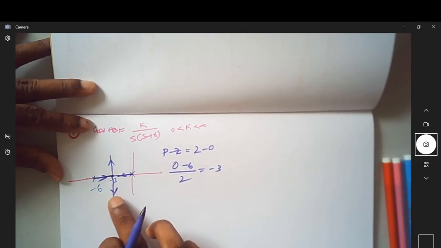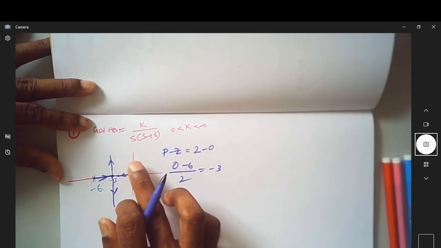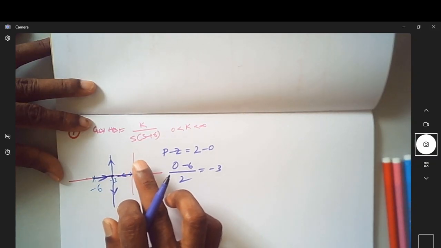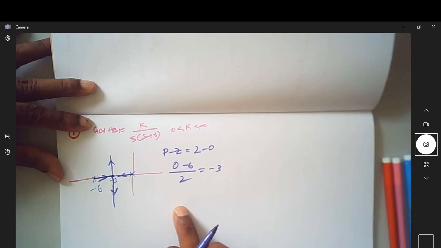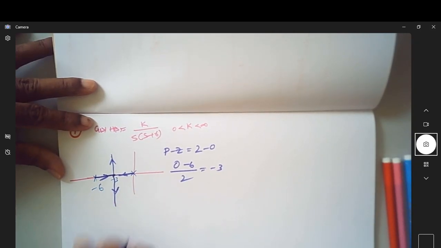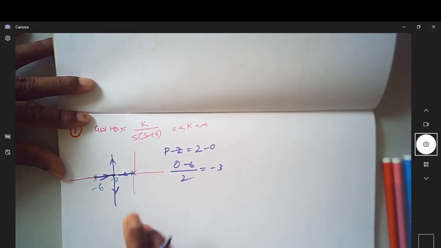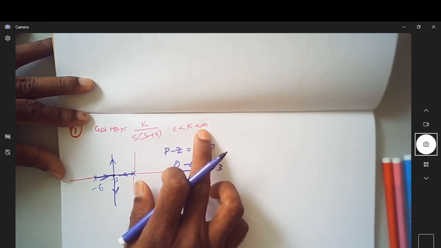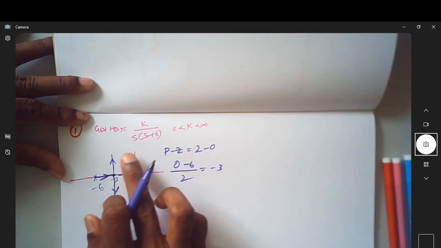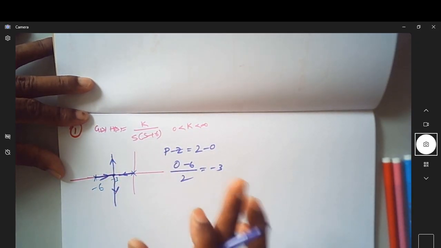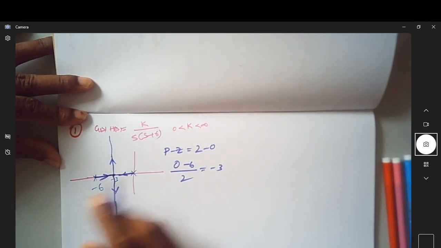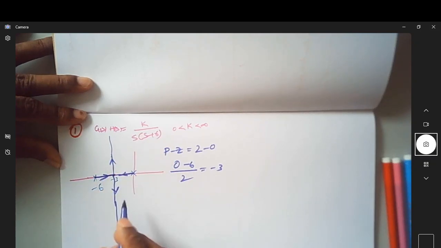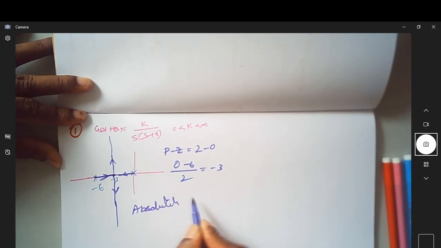Now there is no point in finding the point of intersection of the root loci with the imaginary axis, because it never goes to the right hand side. So the system is absolutely stable, because for any value of K up to infinity, the closed loop poles never go to the right hand side of the S-plane. It will always be going like this. Can you see it's always towards the left hand side of this S-plane? So the system is absolutely stable.